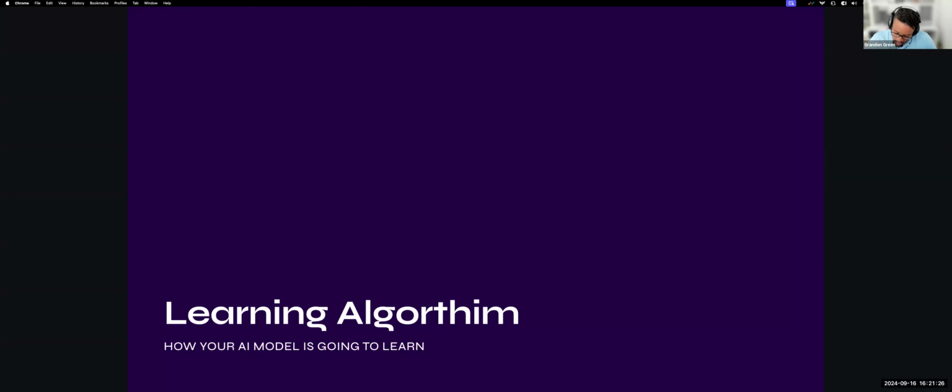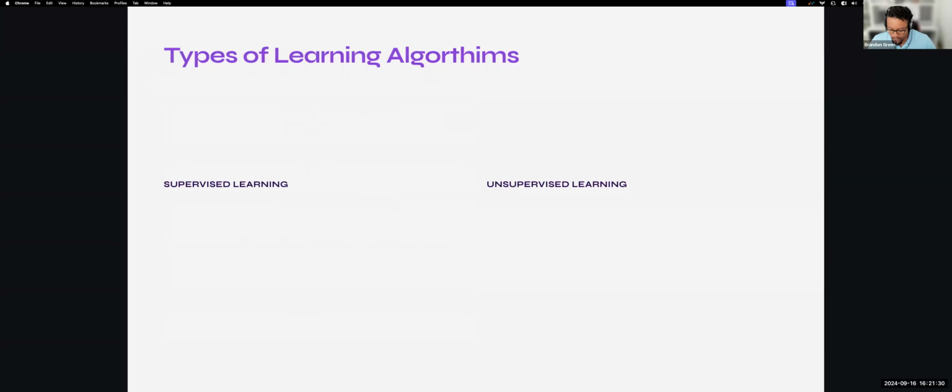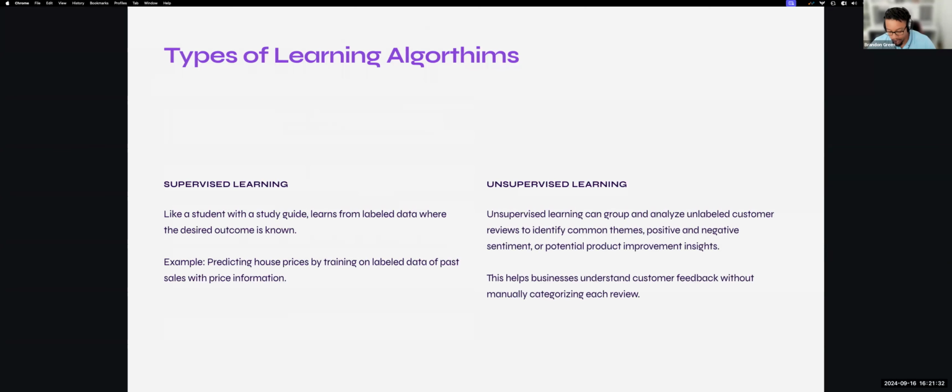So the algorithm, choosing the learning algorithm, and I'm only going to focus on these two just to keep it simple. But again, there are dozens of different algorithms that you can use. Two of the most common ones I've seen as far as LLMs go: supervised learning and unsupervised learning. Supervised learning, exactly what it sounds like. You're letting it take the test, but you're giving it the answers. Yes, that's a squirrel. This is a dog. This is a cat, right?